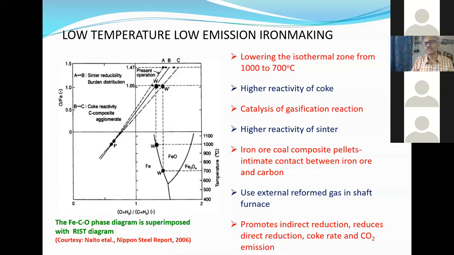but not the PCI. When you are injecting the PCI by reducing the coke rate, then you can increase the productivity, but you are not decreasing the emission because you are charging the coal in the form of PCI. But you have to think that way. That is, you have to reduce the total carbon input into the blast furnace to reduce the CO2 emission.